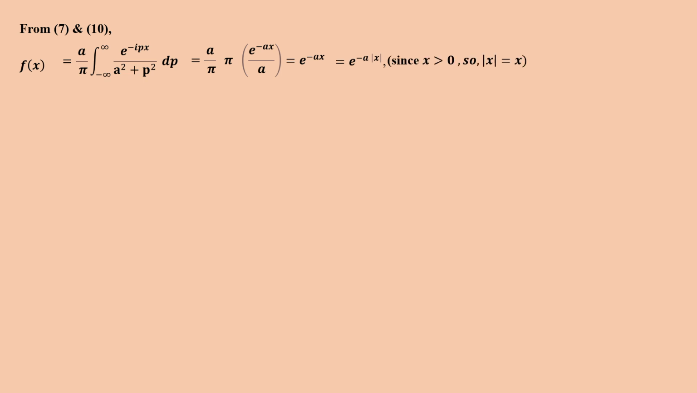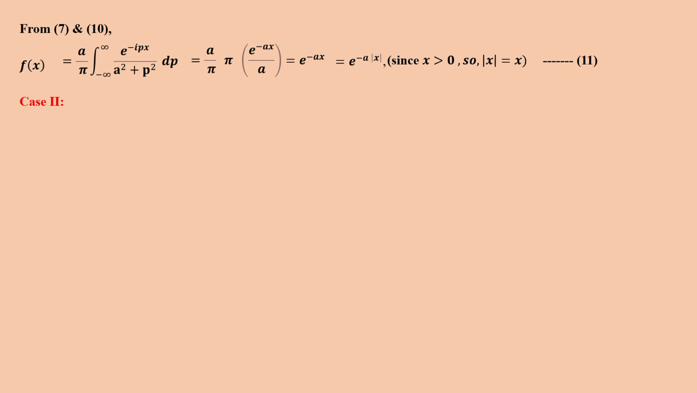Therefore from 7 and 10, f of x is equal to a by pi integral from minus infinity to plus infinity of e power i p x by a square plus p square dp, which is equal to a by pi into pi e power minus a x by a. So pi gets cancelled, a gets cancelled, you will get e power minus a x. So e power minus a x can be written as e power minus a into mod x, since x is greater than 0, mod x is x, right? So case 1 is x greater than 0. This is equation number 11.